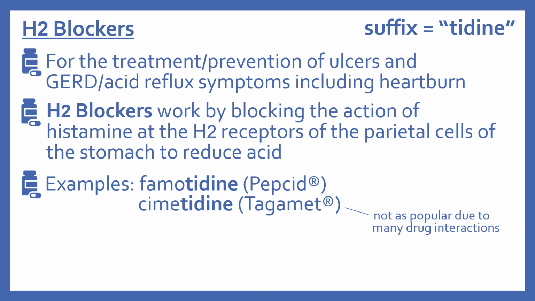Next are the H2 blockers. These are for the treatment and prevention of ulcers and GERD or acid reflux symptoms, including heartburn. The H2 blockers work by blocking the action of histamine at the H2 receptors of the parietal cells of the stomach to reduce acid. Some examples include famotidine, brand name is Pepcid, and cimetidine, brand name is Tagamet. And I have a note here about the cimetidine or Tagamet that it's not as popular due to having many drug interactions. And the suffix on the H2 blockers is tidine.